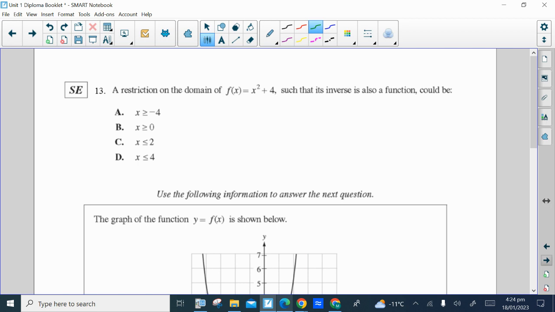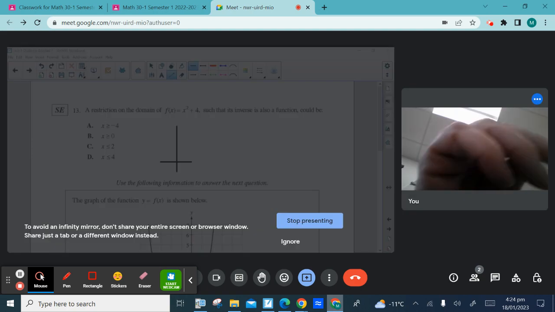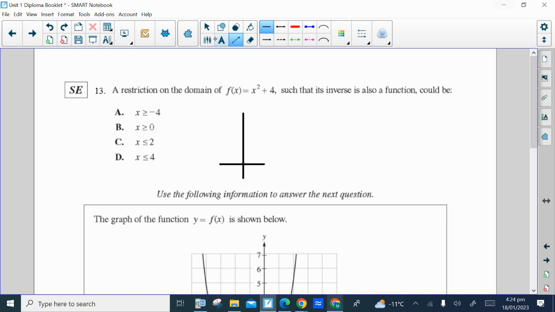A restriction on the domain of f of x equals x squared plus 4 so that the inverse is also a function could be what? Well, if you look at the graph of x squared plus 4, that is the graph of x squared shifted up 4 units. That's what it looks like.